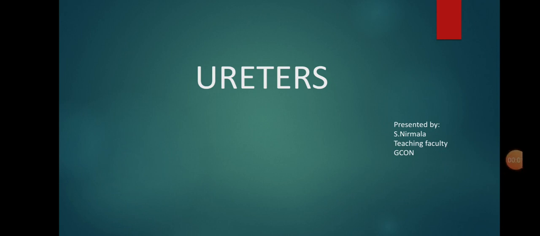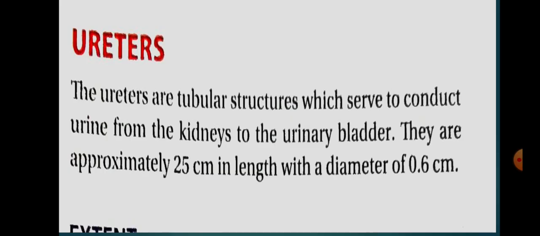Okay, students, the next part of the urinary system is the ureters. Let us discuss these ureters. Ureters are tubular structures which serve to conduct urine from the kidneys to the urinary bladder. These ureters are just like tubes arising from the renal pelvis to the bladder, and they pass urine from the kidney to the bladder.